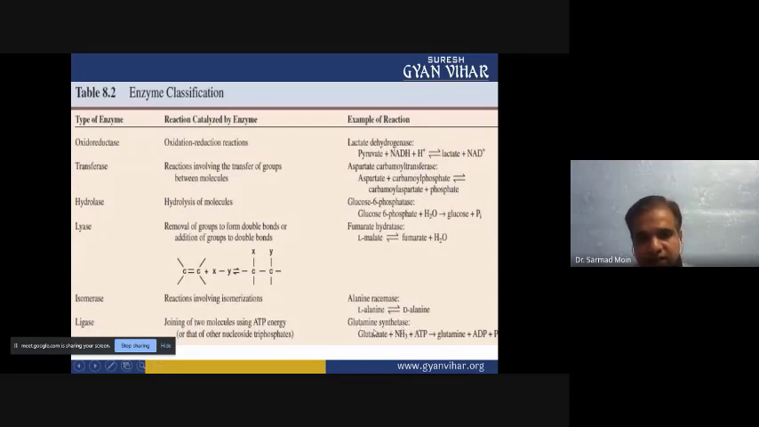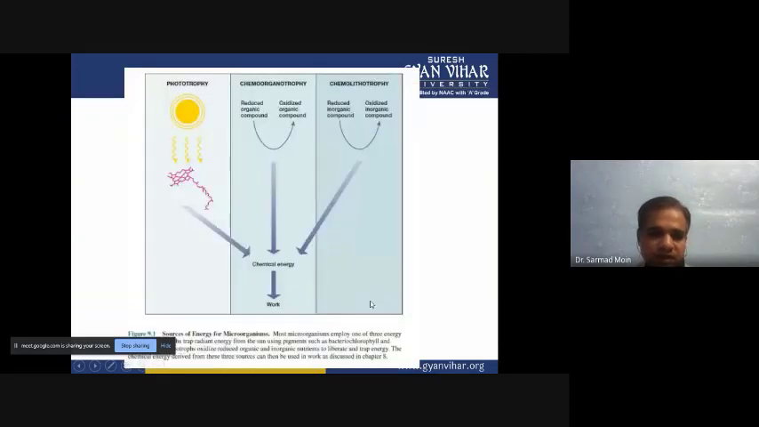glutamine synthetase. What will this glutamine synthetase do? It will act on glutamate and ammonia, and it requires ATP. Then it will convert into glutamine, which is an amino acid, and ATP converts into ADP, and one phosphate molecule will be released.